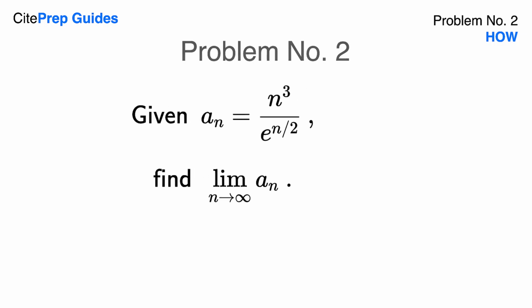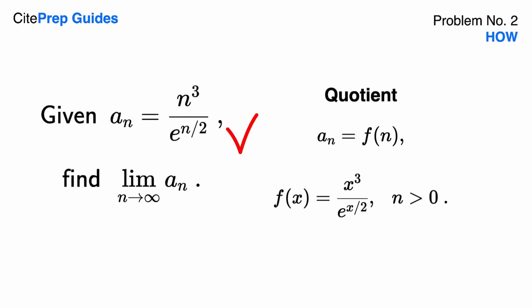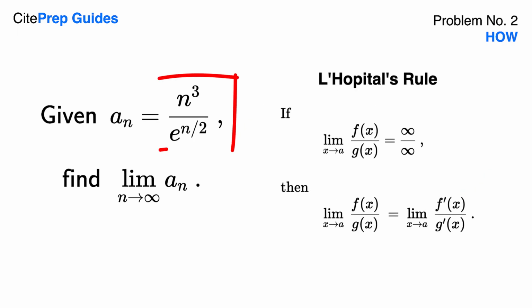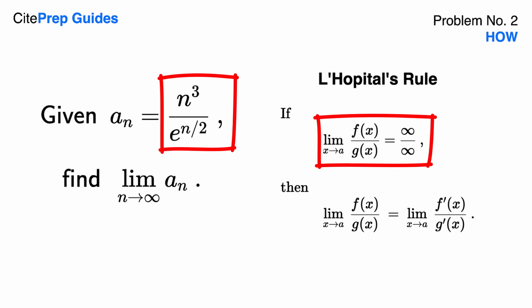For this problem, I see that a sub n is a quotient equal to a continuous function f of x for all positive n. And because a sub n is a quotient, I suspect I will find the limit of a sequence using L'Hopital's Rule.